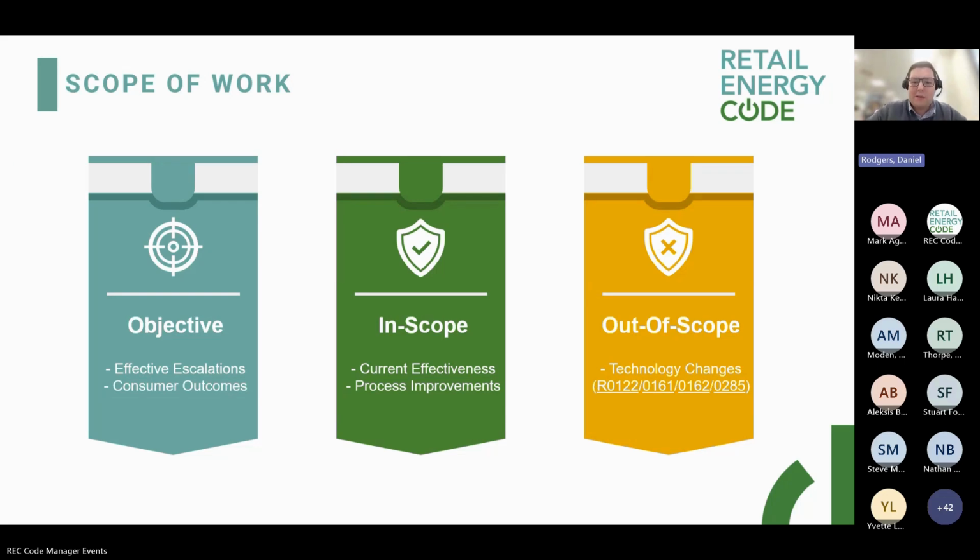So in terms of why we're viewing this as a priority, ultimately, an ineffective escalations process will lead to an inefficient retail energy market and will also end up negatively impacting consumer outcomes. That could include areas such as consumer switching or accurate and timely billing.